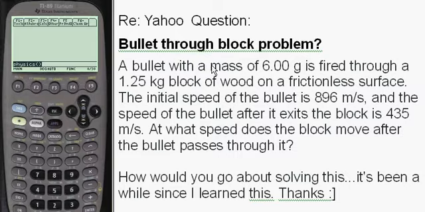This is a physics problem, as you can see, a bullet through the block problem. What's given is two masses, the bullet and a block, the initial velocity of the bullet, and the final velocity of the bullet as it comes through the block.